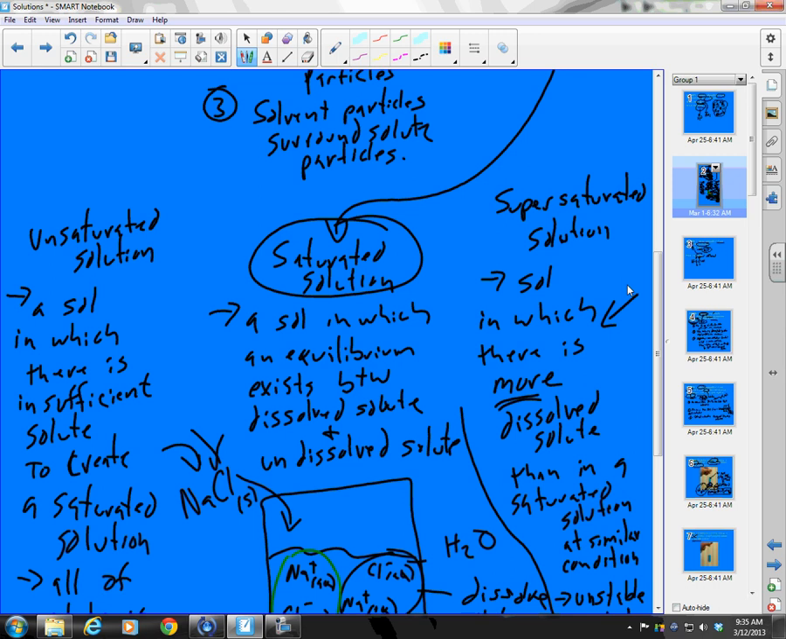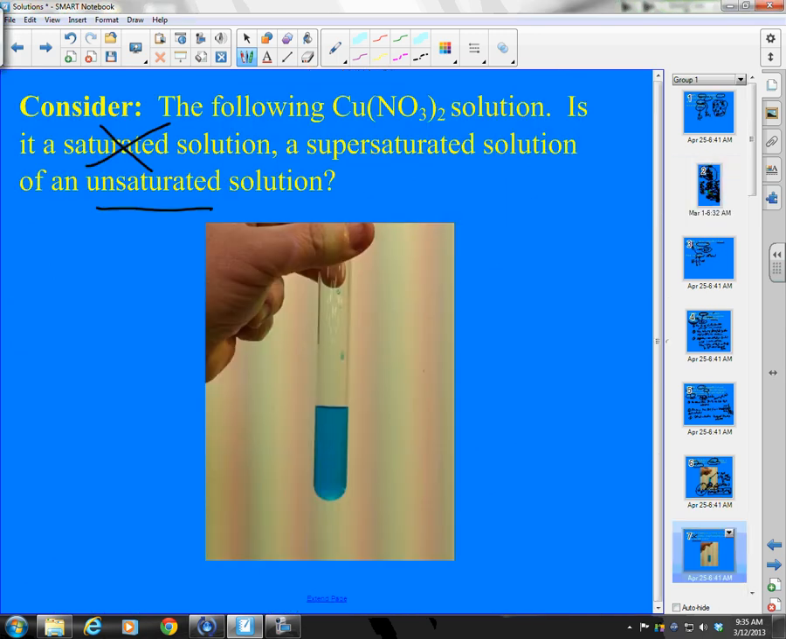Aha. Be careful here, people. This could be supersaturated. Or it could be unsaturated. I can't tell just looking at it.